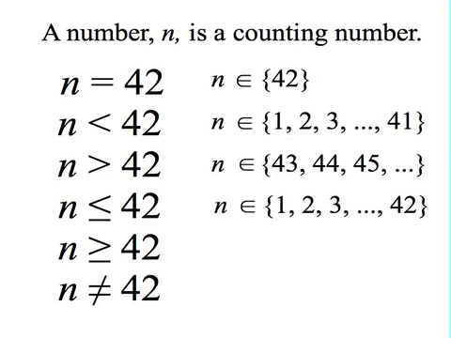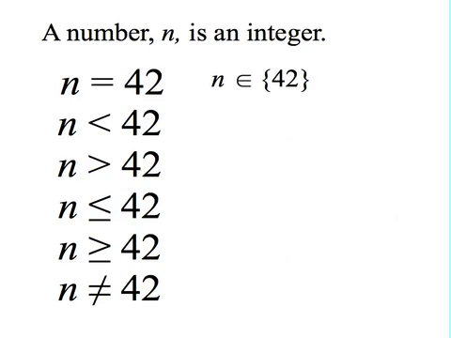And then for N is less than or equal to 42, it's very similar to the one that said N is less than 42, except for we stop at 42 instead of 41. And for N is greater than or equal to 42, that's similar to N is greater than 42, but we start at 42 instead of 43. And there's really no need to write a set of numbers that represents the set of all numbers not equal to 42. That's kind of cumbersome, and it's just simpler to write what we have here on the left, N does not equal 42.